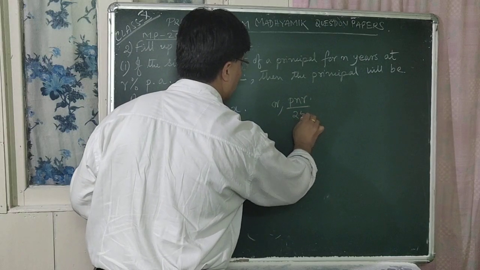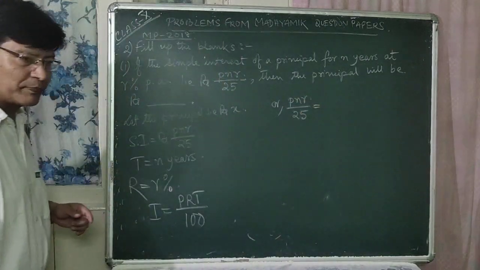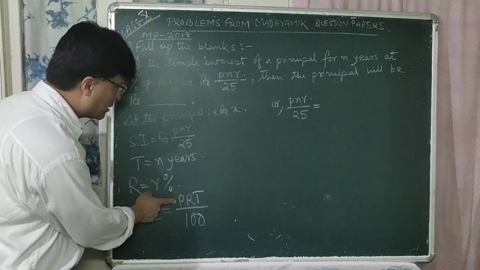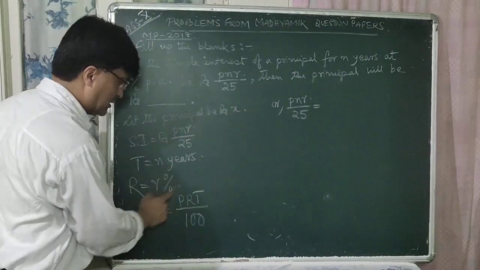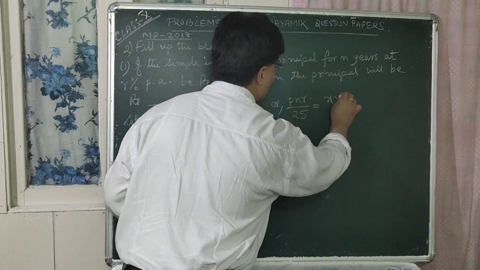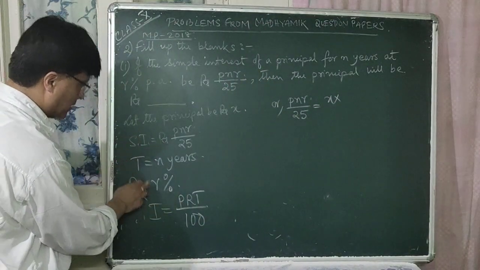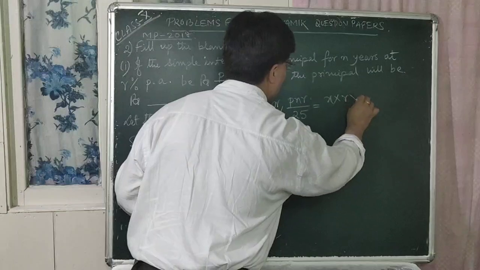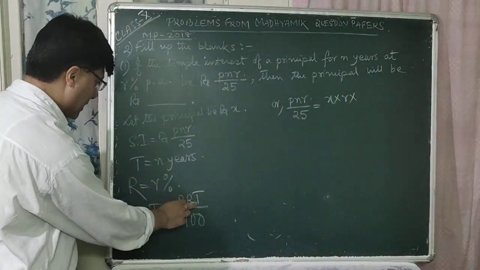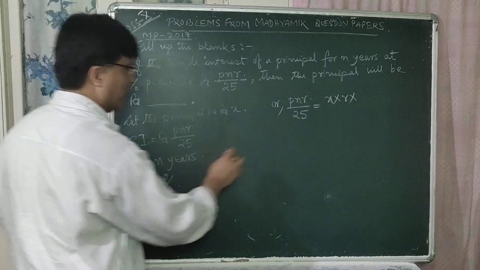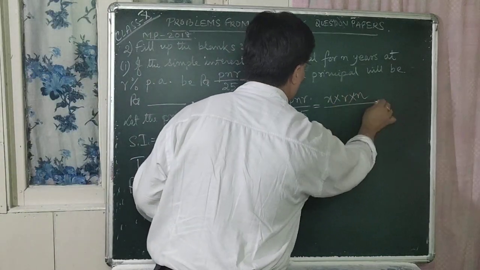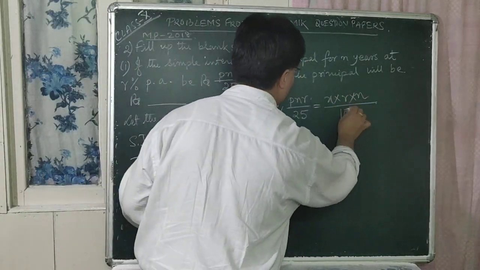PNR by 25 is equal to, what is the principal that we have assumed here? It is X, into, what is the rate of simple interest per annum? It is small r, into what is the time t? T is equal to n whole divided by 100.